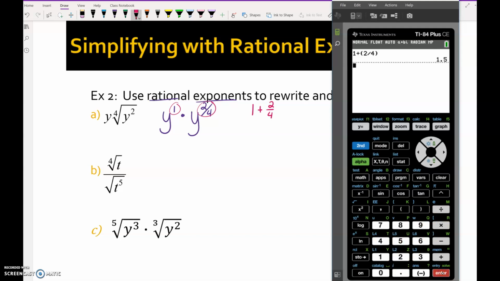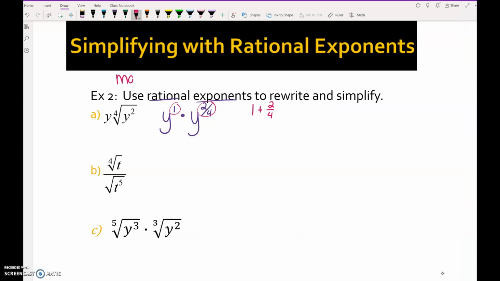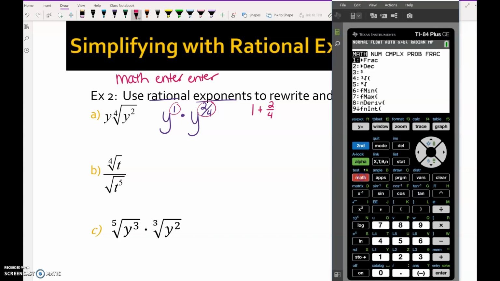When you hit enter, you get a decimal. You need to memorize, if you're using the graphing calculator, the keystroke math, enter, enter. When you go into the math button, the very first option is change to fraction. So you hit enter and then enter again. Math button, enter, enter, and it changes your answer into the fraction 3/2.